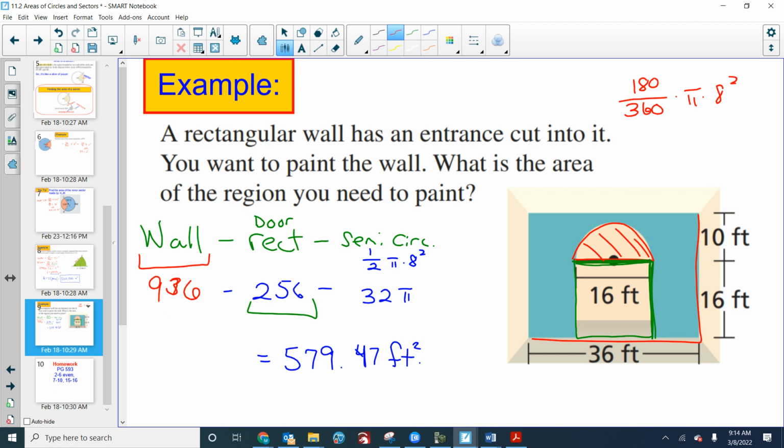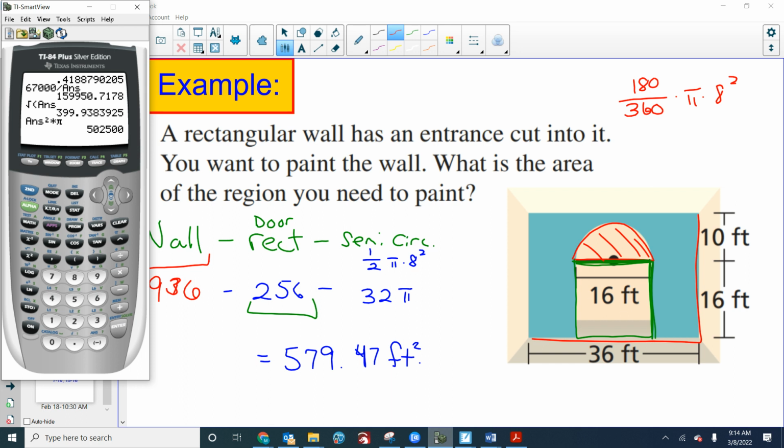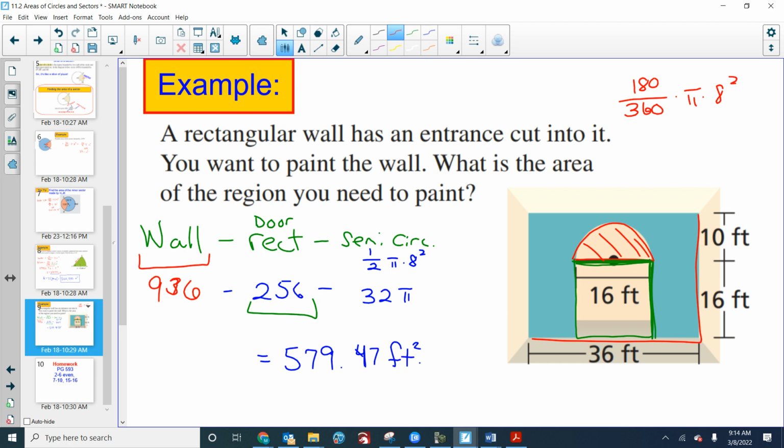Wait, how did you type it in? Which part? I did 180 over 360 times 8 squared, and that's 32 pi. Questions on those?